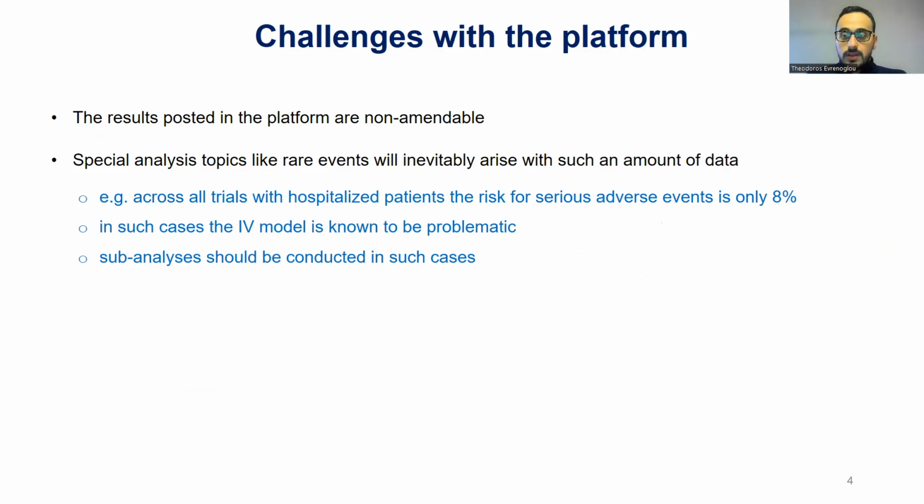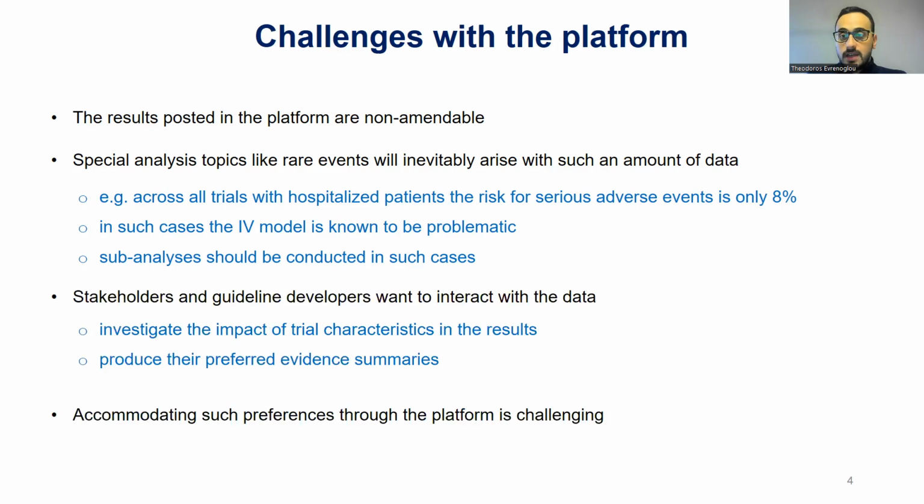For example, we know that across all the trials with hospitalized patients, the risk for serious adverse events is only 8%. This refers to the trials in the Covid-NMA database. So this implies that serious adverse events is a rare outcome, and we know that in such cases, the inverse variance model can be problematic. In fact, from the literature, we know that in such cases, alternative models should be used instead of the inverse variance.